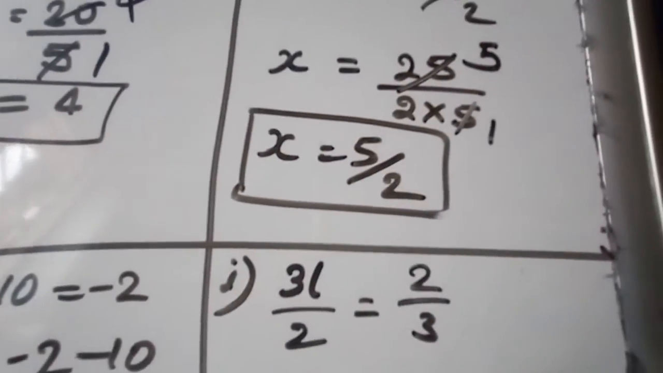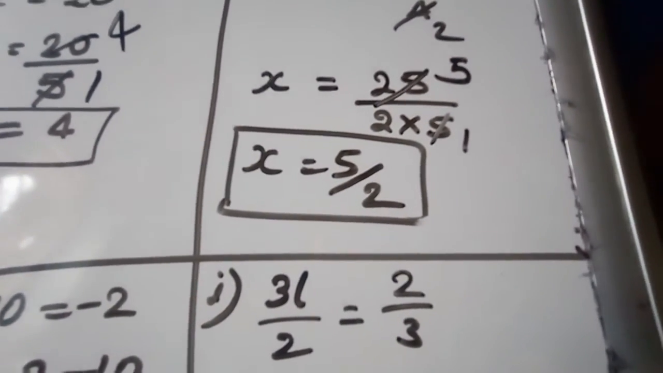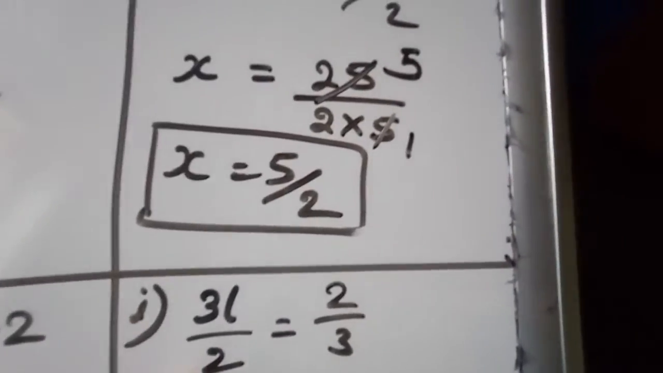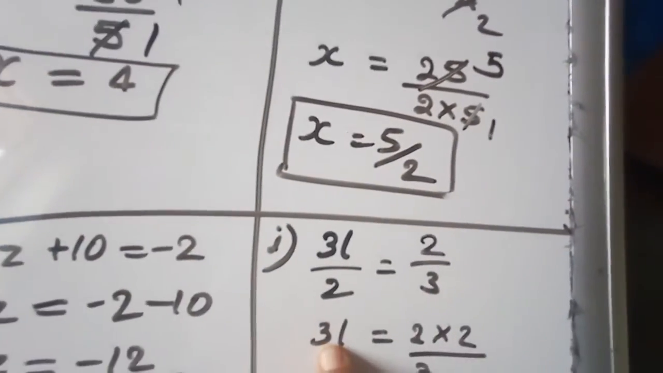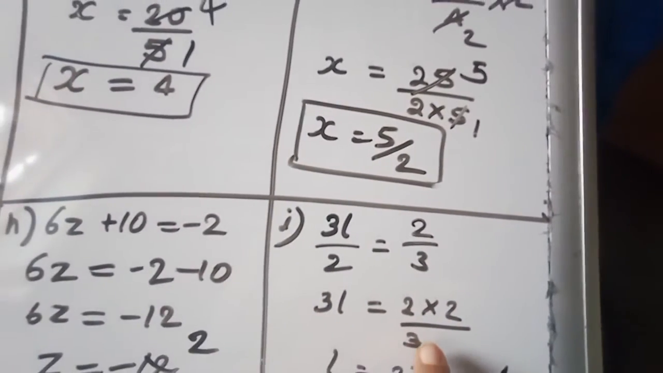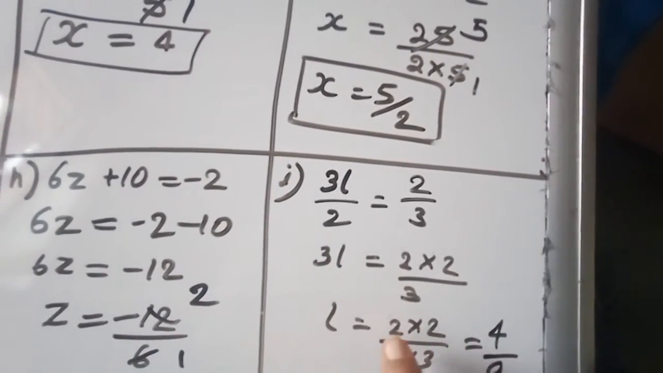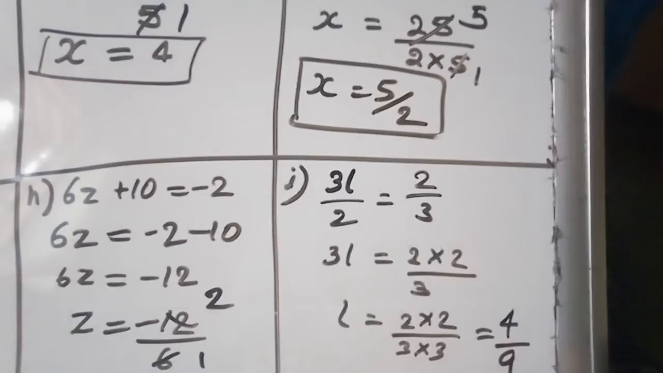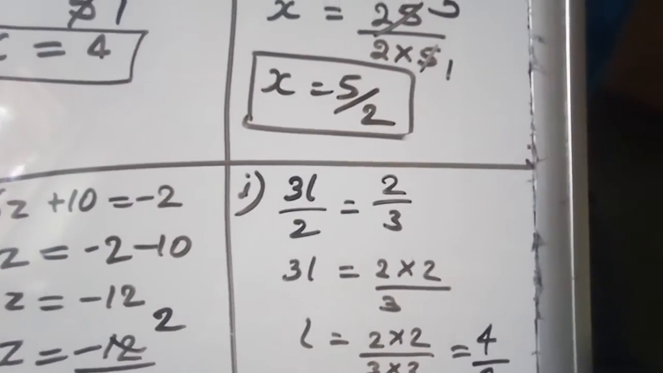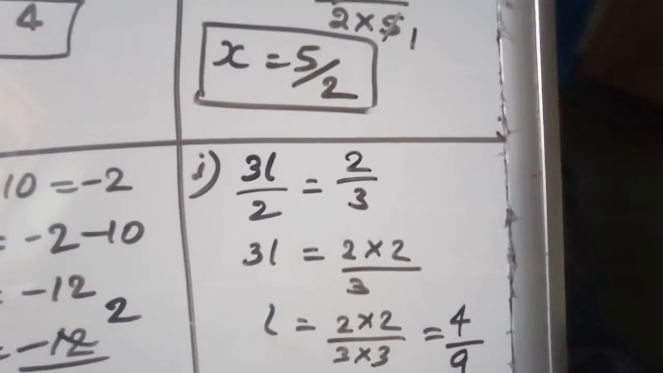Now I question, 3L by 2 is equal to 2 upon 3. Now here we have to separate the variable. This 2 we are going to shift here. 3L is equal to, division becomes multiplication, 2 2s are 4, then divide by 3. L is equal to, this multiplication becomes division. So 2 2s are 4, 3 3s are 9. So L value is 4 upon 9. We cannot simplify 4 and 9. So L value will be 4 by 9.